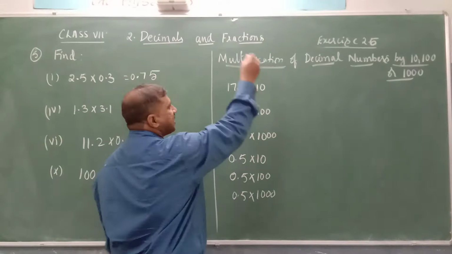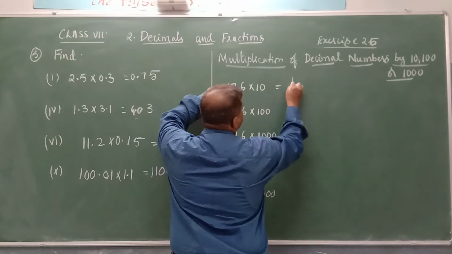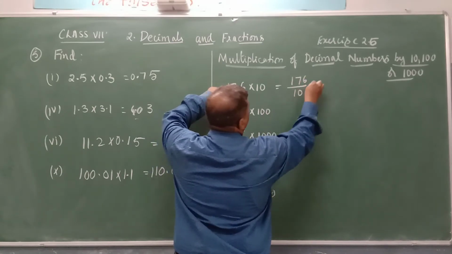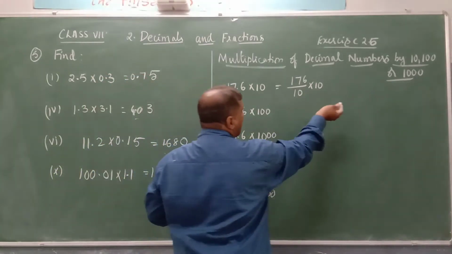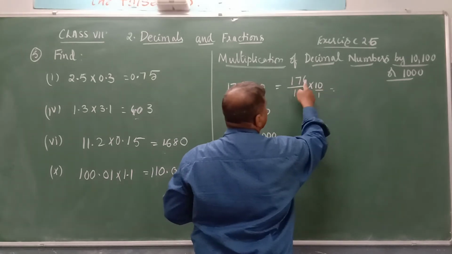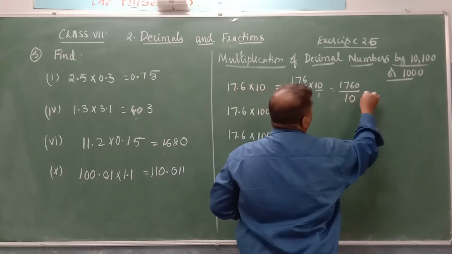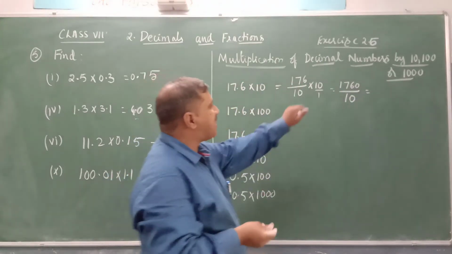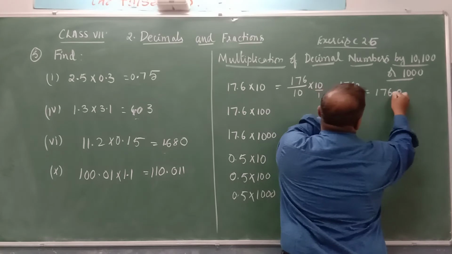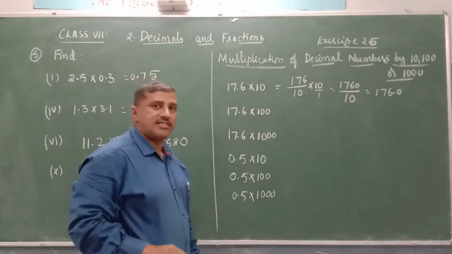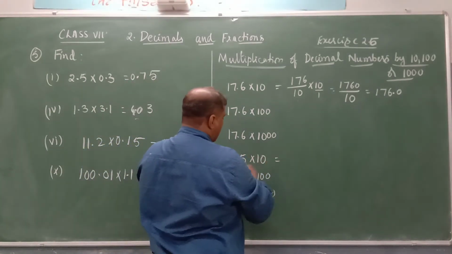Finally, what do we conclude? Yes, 17.6 written in the fractional form is 176 by 10, multiplied by 10. Now 10 is 10 by 1. Then what do we get? 176 into 10 is 1760 divided by 10 into 1, it is 10. Now where do we get the decimal point? When we express this in the decimal form, 176.0.